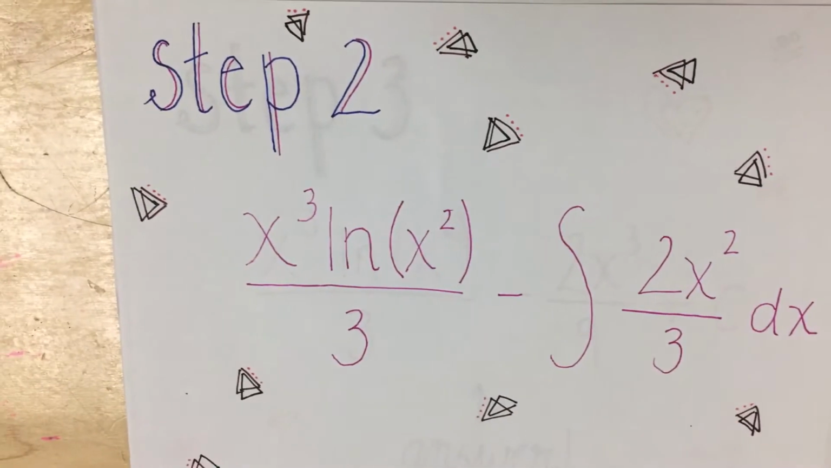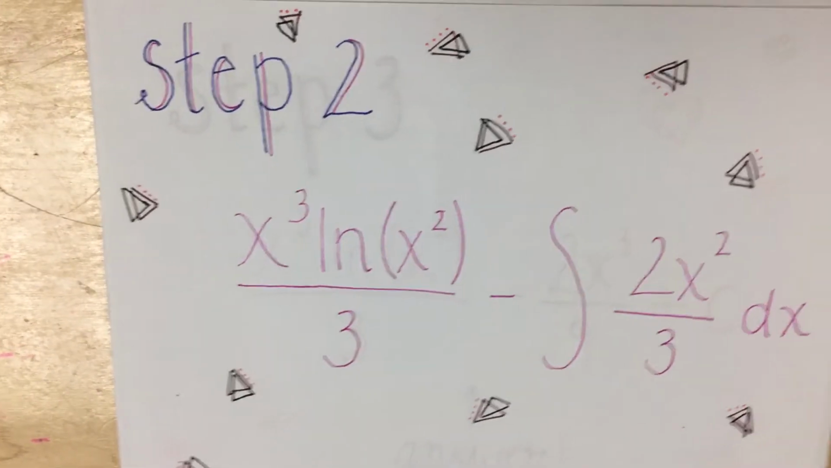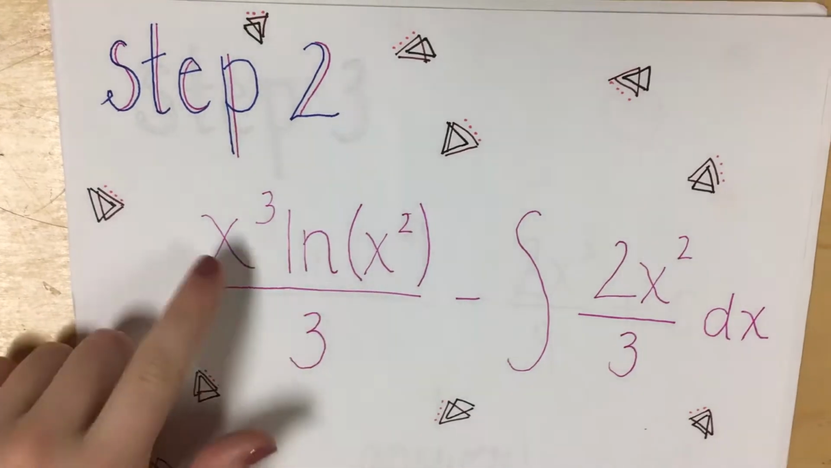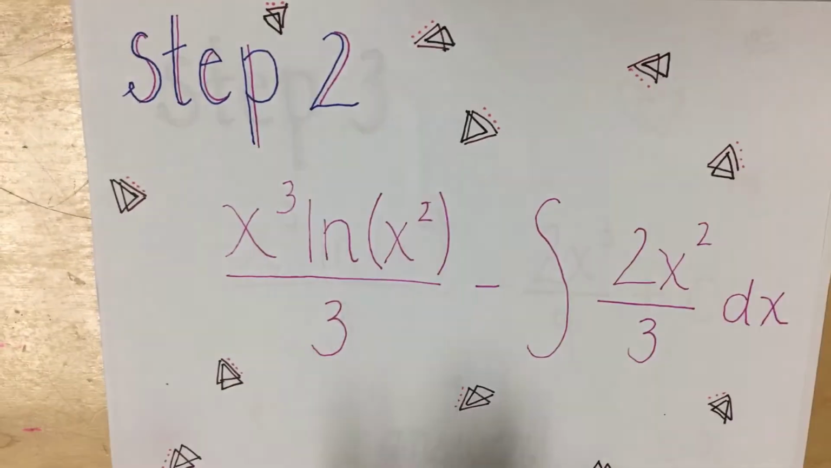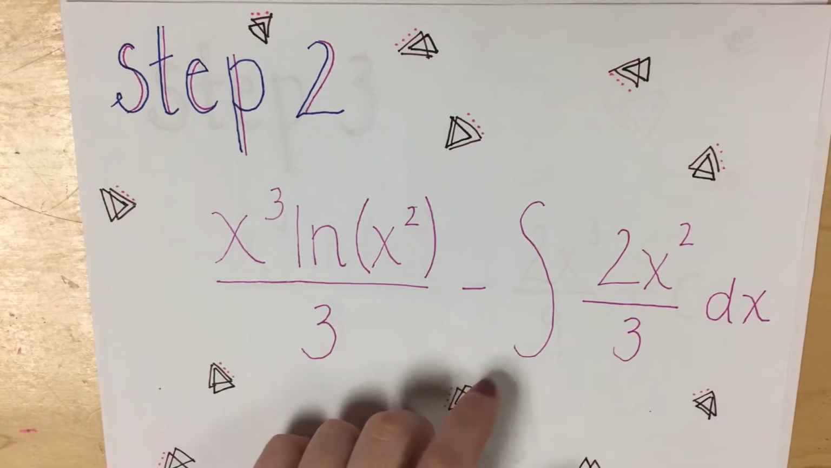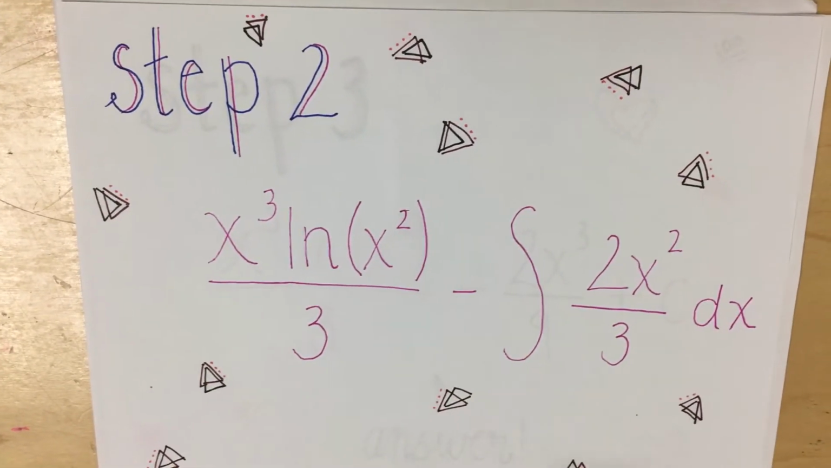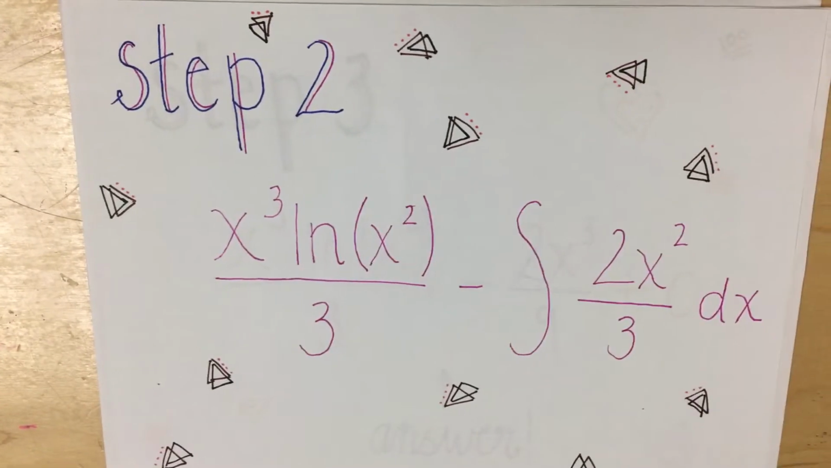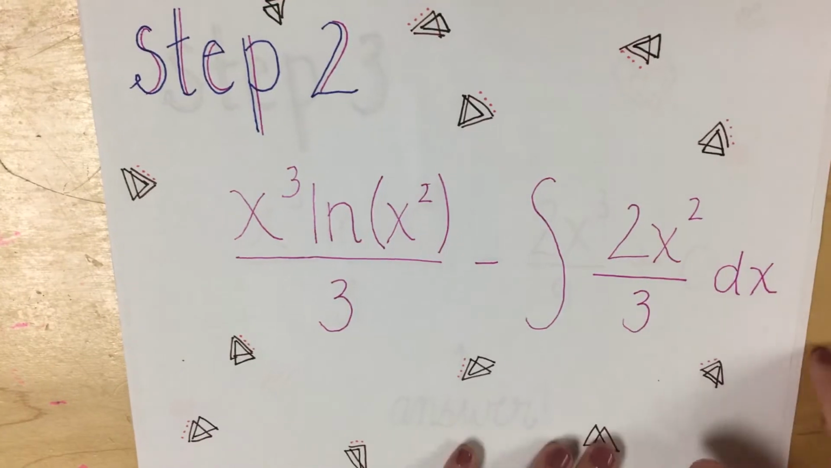So next you're just going to plug them into your basic formula for integration by parts. So this is our x cubed over 3 times ln of x squared, so that's our u times v, and then minus the integral of 2x squared over 3, which is the same as 2 over x times x cubed over 3, and then don't forget your dx at the end.